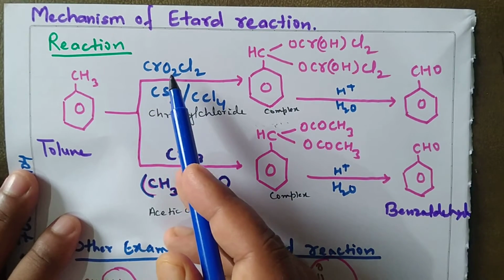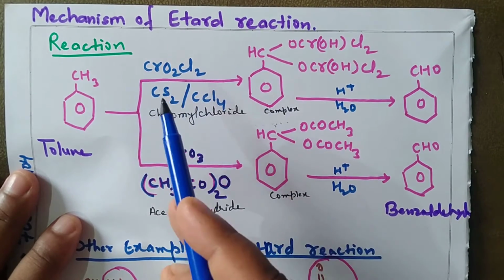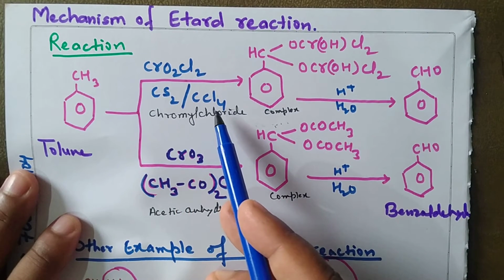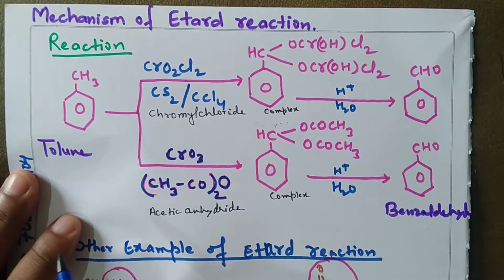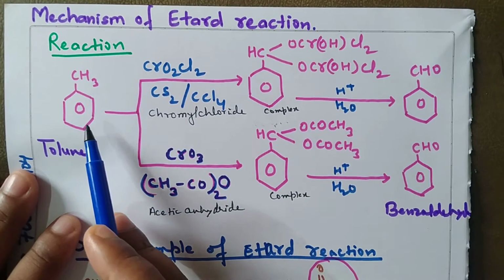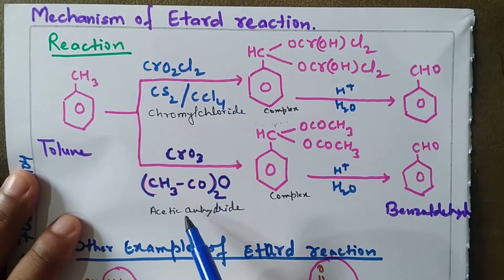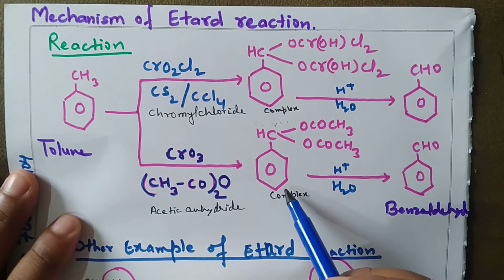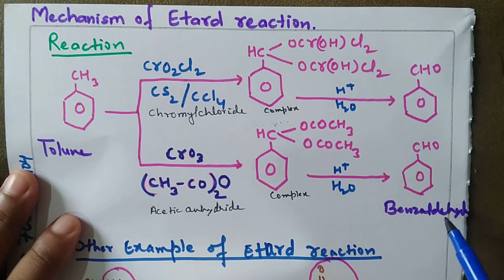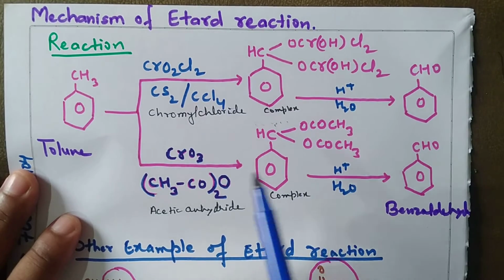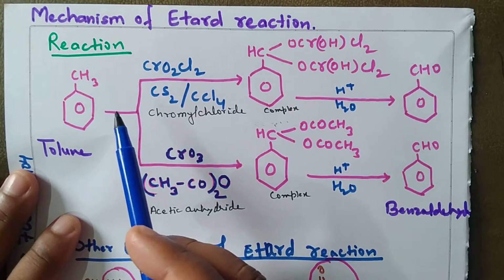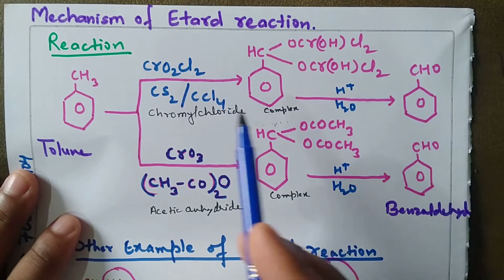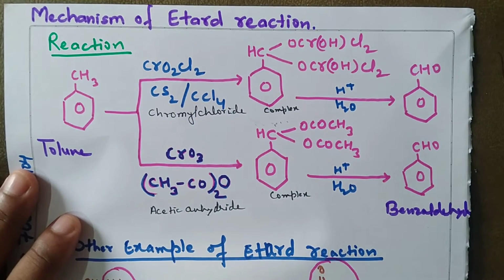Here chromyl chloride acts as an oxidizing agent and carbon disulfide or carbon tetrachloride acts as a solvent. A similar type of reaction you will see again: toluene reacts with acetic anhydride to form a complex, and on further acidic hydrolysis gives benzaldehyde. But today we will discuss only the mechanism of the reaction of toluene to benzaldehyde via chromyl chloride.